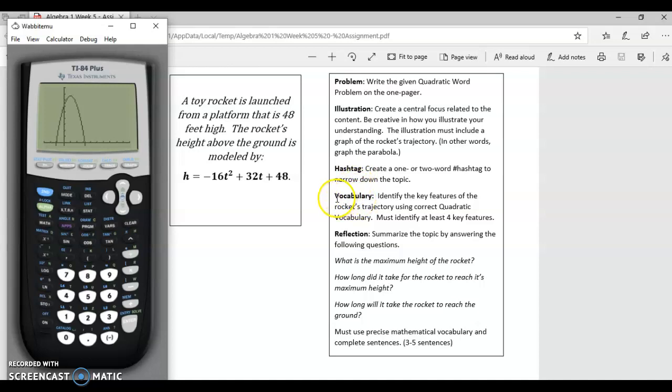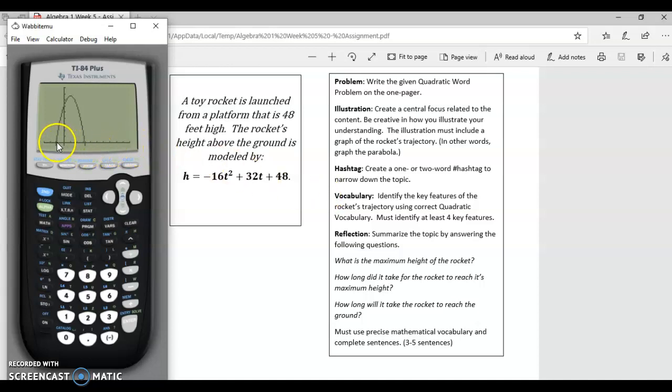Now, where the real work kicks in is with this vocabulary. You need to identify some key features for me. And so based on your parabola key features quizzes, a lot of you have a good understanding of those key features, things like the x-intercepts, which are also called roots or solutions or zeros, right? So I want to know, where on your graph are your x-intercepts?